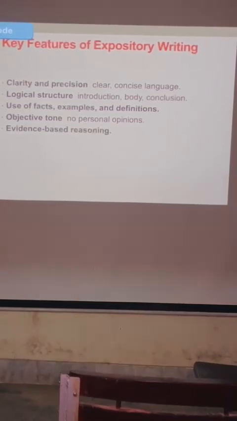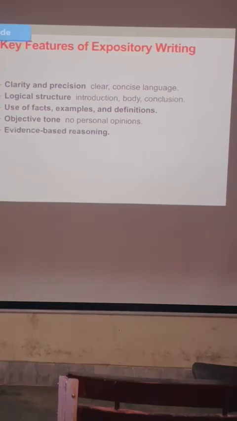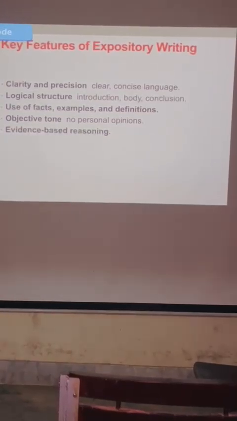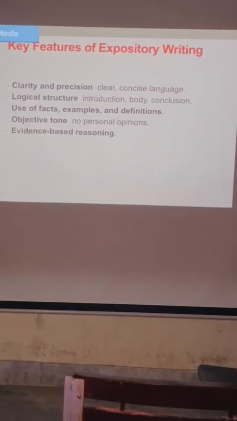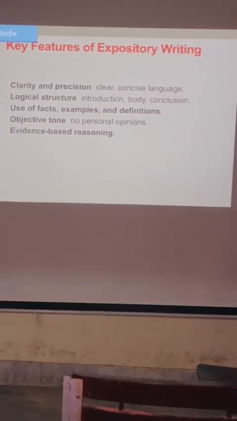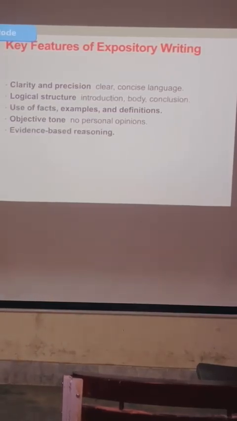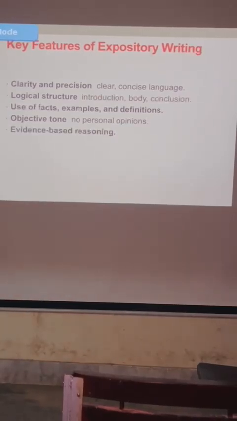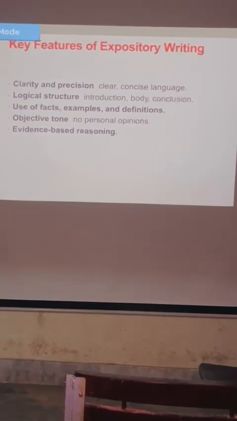An objective tone will be used, no personal opinions mostly in expository writing. It will be based on reasoning, reasons, arguments, rationale, like examples, definitions or citations, references from books, from different articles, from journals, magazines or newspapers. We will be having some citations and references in expository writing in order to make our expository writing more formal, more authentic, reliable and reason-based.